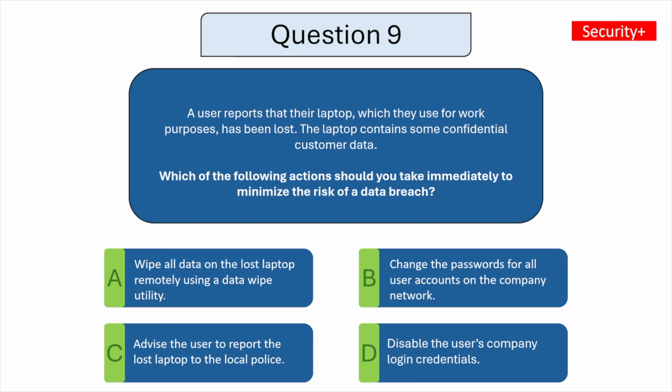Okay, this is a good example of a CompTIA question, actually. Technically, all four of these would be done in a real world scenario, but there is one option that is most important to do right away. And that would be A, wipe all the data. B and C are solid answers, but they aren't as important to do right away as wiping the device. And changing the password for all user accounts on the company network, I don't know if they're referring to everybody in the company or just this person, but it could be a little overkill.